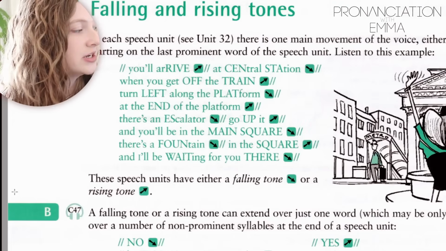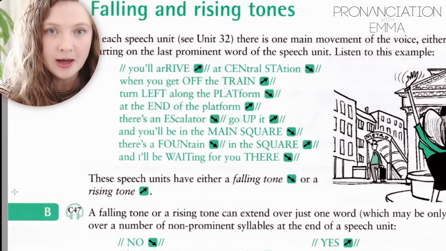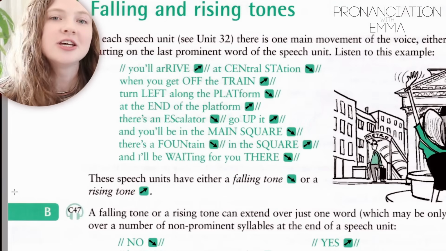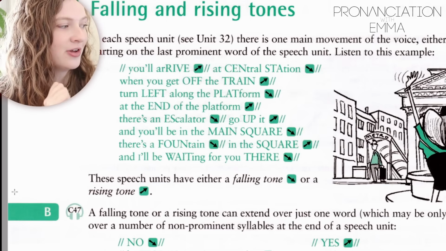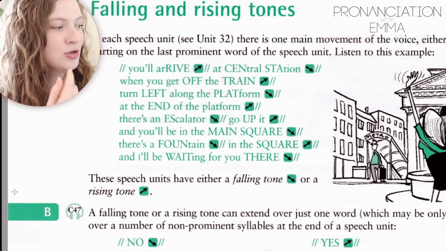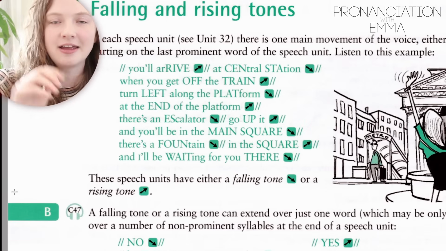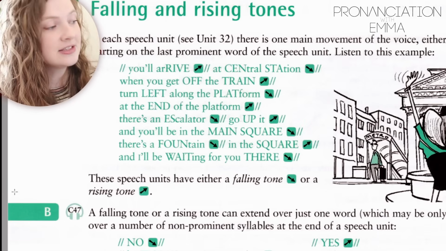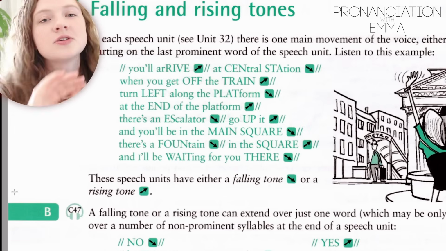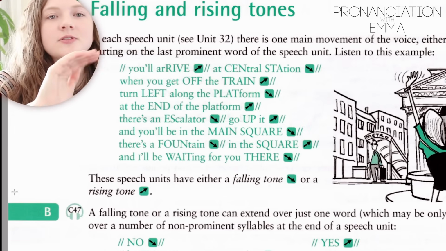So let's just have another little practice, because I know that, especially when I do these lessons with intonation with my private students, they struggle a little bit with the tones. So what I want you to imagine is every time we get an arrow that goes up, imagine you're kind of asking a question. So it's like, you'll arrive when you get off the train, go up it, in the square, okay, and it goes up like this, like you're asking a question. All the others, where the intonation goes down, you're just going to say it with that falling intonation. It's just going to fall.